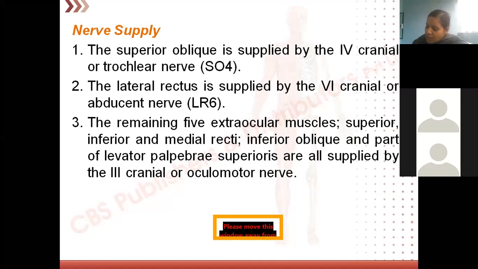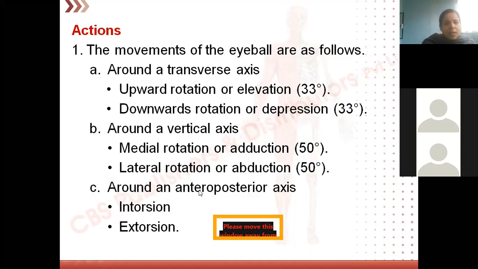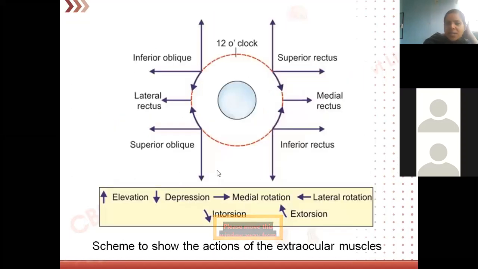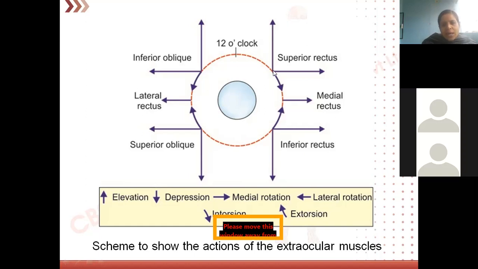This is given in a very simple way in your textbooks, but to make you understand I had to use so many pictures. I hope you understood. These are actually Chaurasia's pictures we have. So this is inferior oblique. Movements are shown in this direction. If it is shown up, that means it is elevation, and this direction shows lateral rotation. This is lateral rectus, which is also helping in lateral rotation. When you talk about superior rectus, you can see it is helping in elevation and also in medial rotation. Just check these arrows, practice this diagram so that you can write in your own words.